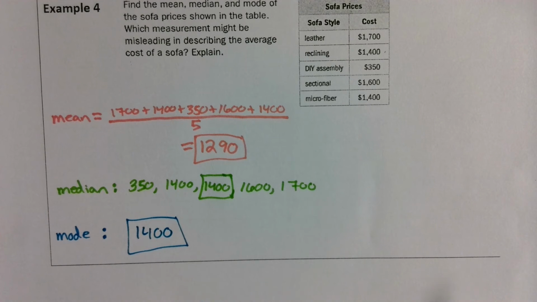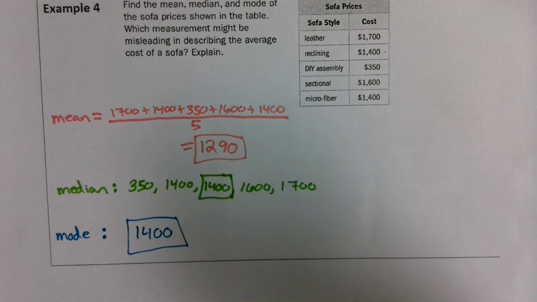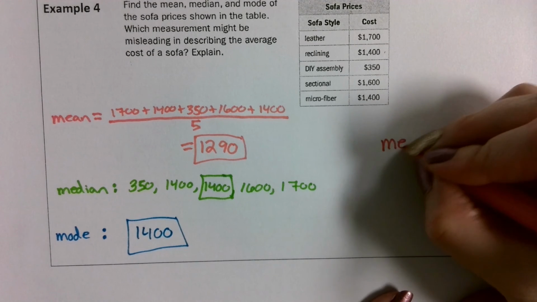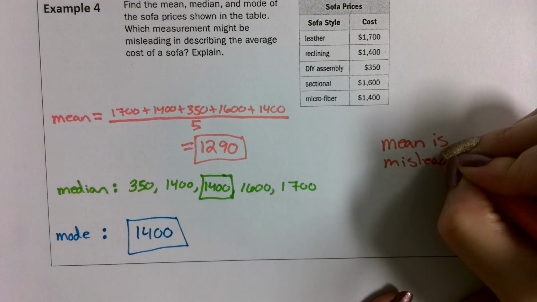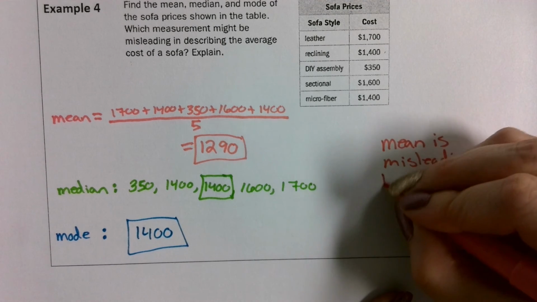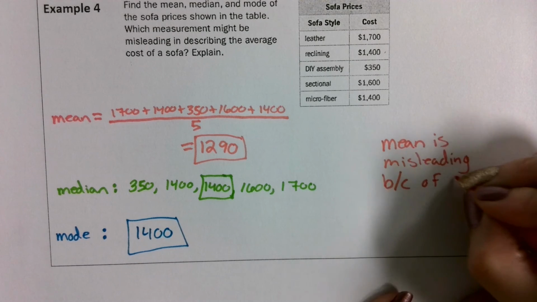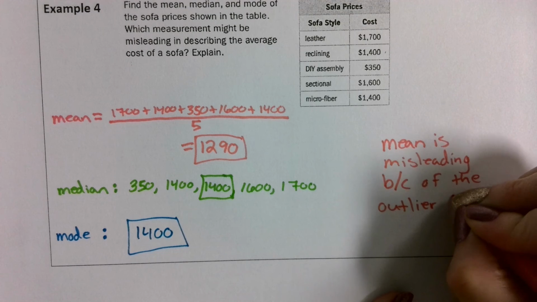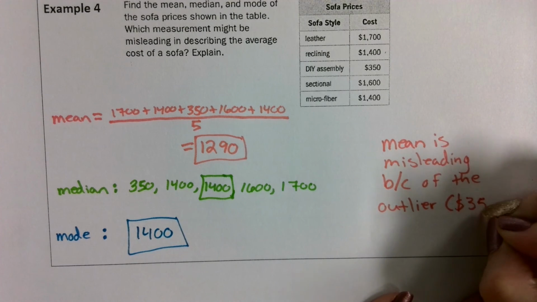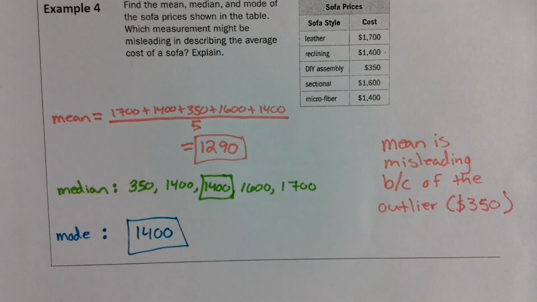Now, when they're asking which of these 3 measurements is misleading, the mean, because there is an outlier. So the mean is misleading because of the outlier. That's 350. That's our outlier.